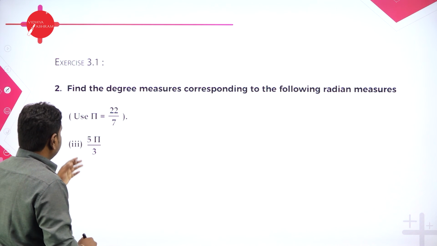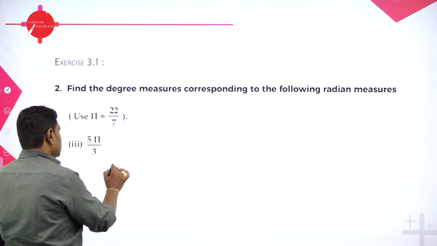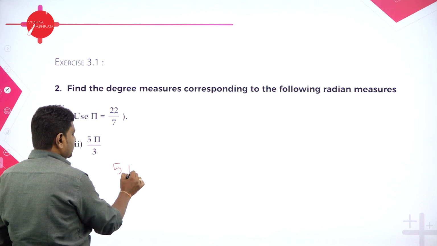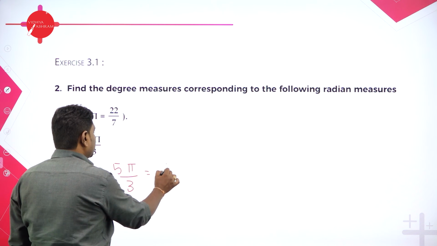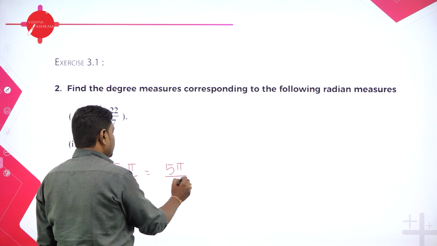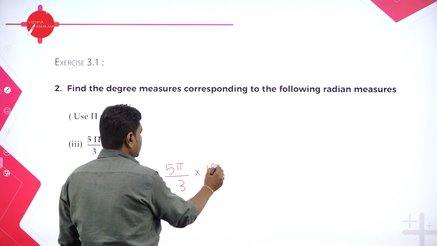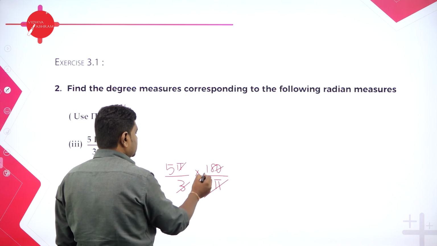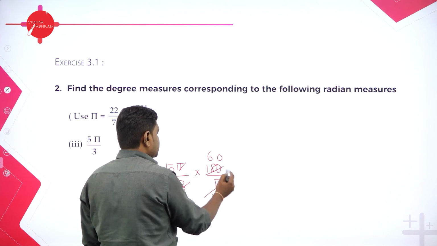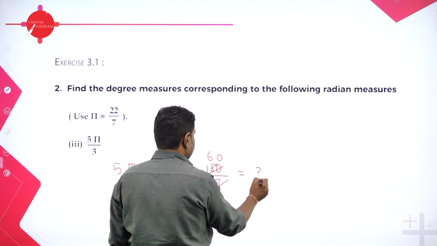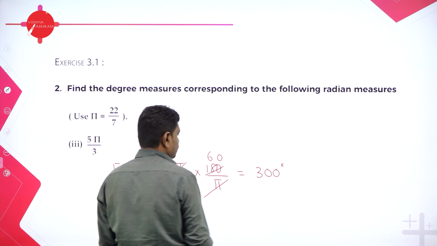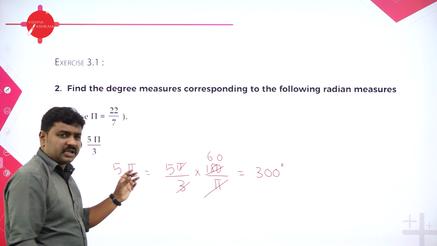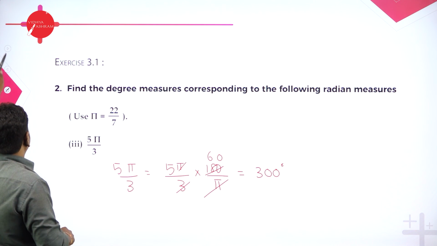Now 5 pi by 3. This is easy. Simple technique: 5 pi by 3 is equal to what? Multiply by 180 by pi. Pi cancels. No headache. 3 ones are 3, 60s are, so 6 5s are 300 degrees. Or in the place of pi put 180 degrees, that is also fine.